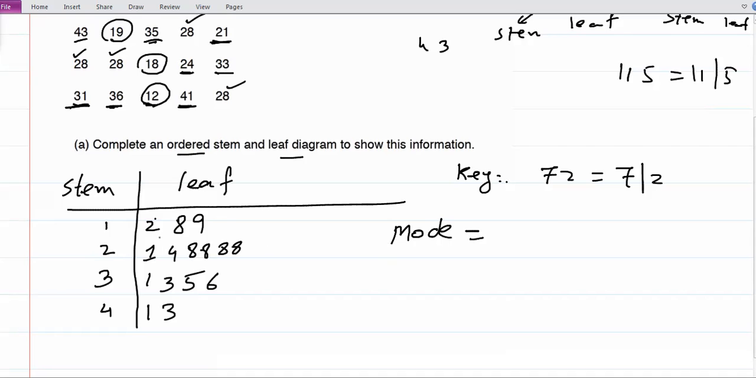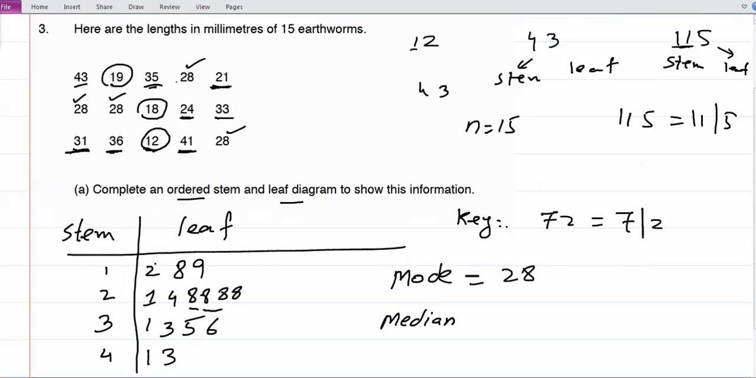In any row, check. In this row, 8 is most repeated. In no other row is any number repeated more than 8. So it means 28 is the mode. Okay, median. Total number of values is 15. Yes, if you count, the total number of values is 15.